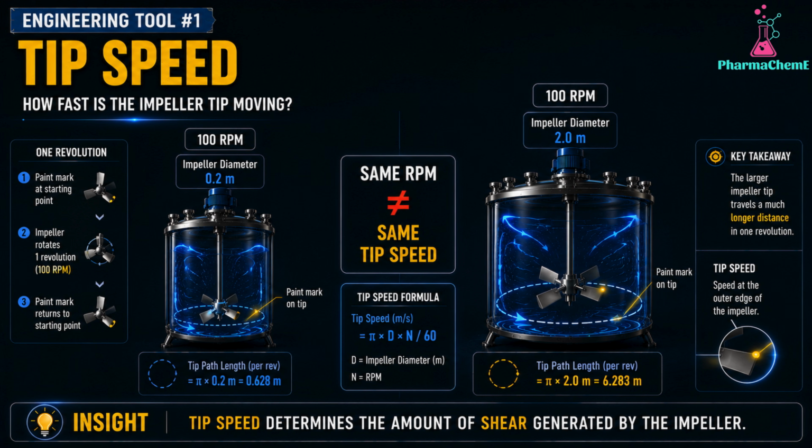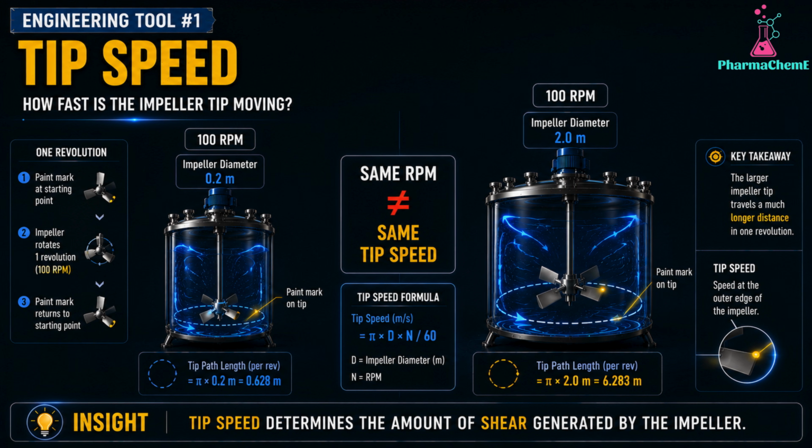We now know that preserving RPM isn't the goal. But what exactly do experienced engineers preserve? Let's begin with our first engineering tool. Tip speed. Imagine two impellers rotating at exactly 100 RPM. One has a diameter of 0.2 meters. The other has a diameter of 2 meters.